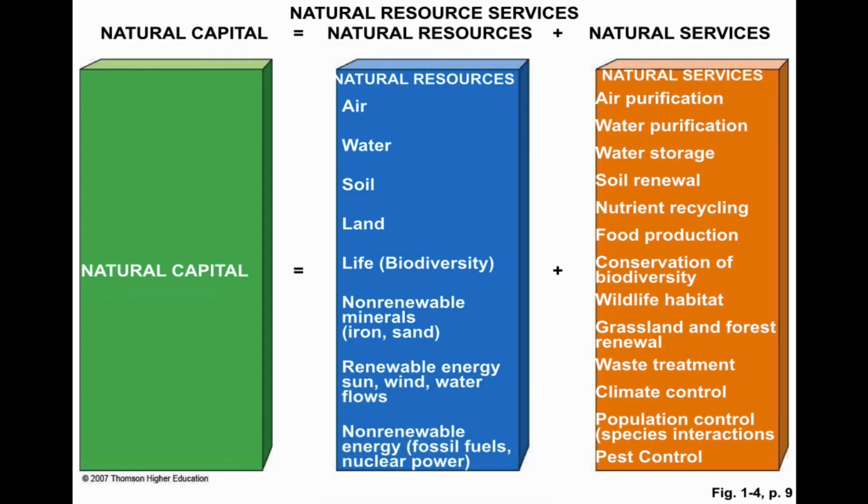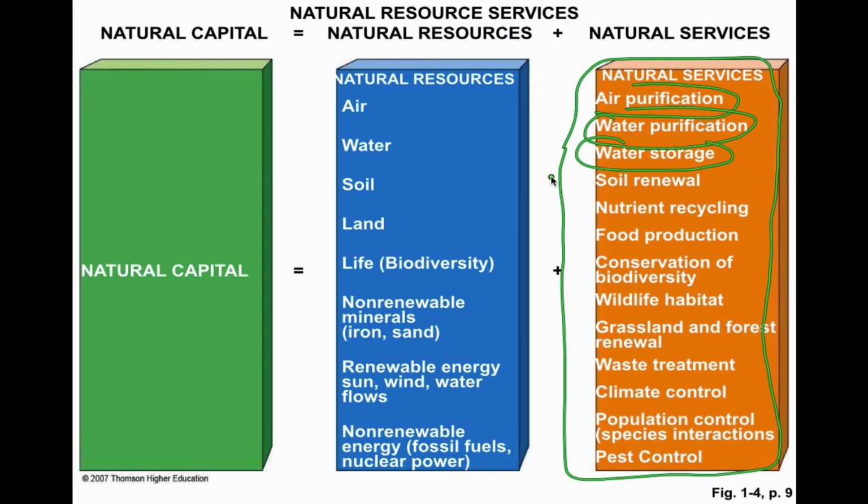Natural capital, once again, just to go over what it is. We have the air, water, soil, land, all four of those spheres that we're looking at, these non-renewable and renewable things, energies and minerals, and basically the natural services that they provide to us. So air purification services, water purification services, water storage, we're looking at our aquifers. All these things, this is what the earth does for us.